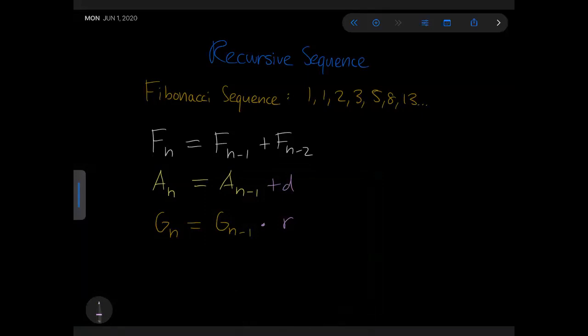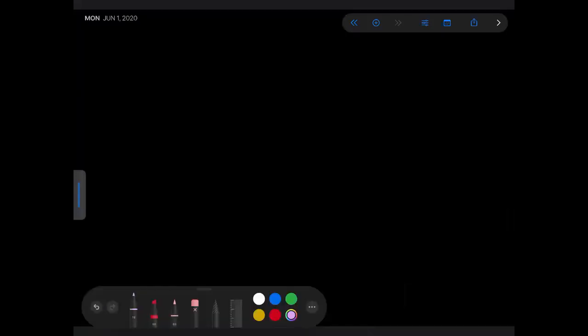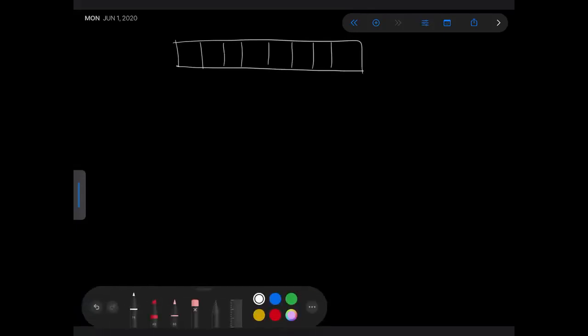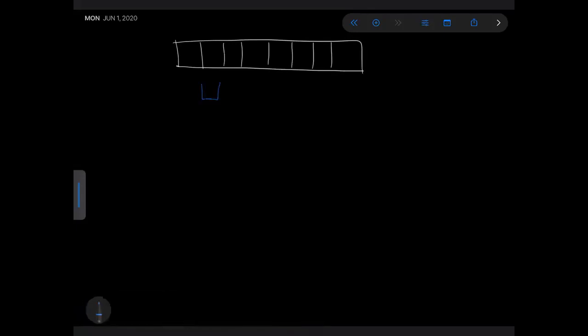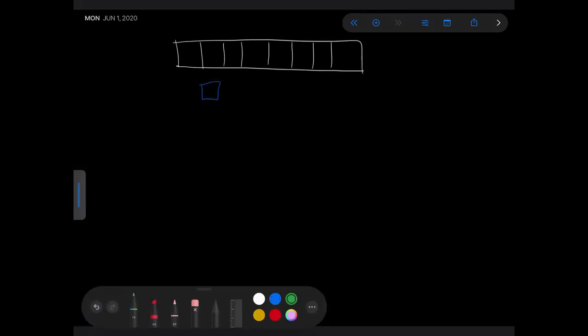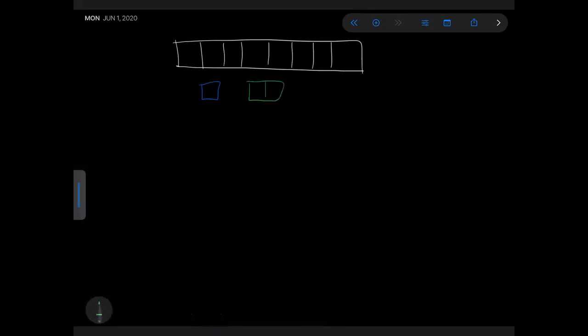Let's look at our Fibonacci one in more detail. And we're going to solve a problem that doesn't look like a recursive problem at first, but we will show how. How many ways are there to tile a 1 by 8 rectangle, so a rectangle of length 8, with blocks that are either length 1 or length 2? There is a Fibonacci sequence hidden in this problem, and we're going to show how.